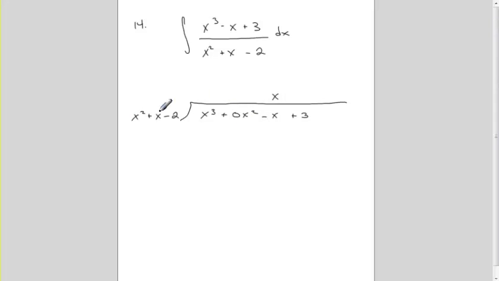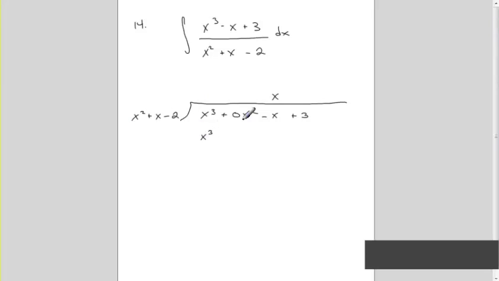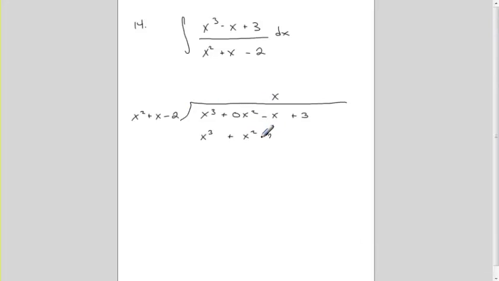So if we multiply that out, x times x squared is x cubed. We have x times x, which is x squared. And we have x times negative 2, which is negative 2x. And so we're going to subtract that. When we subtract that, that goes to 0. That was the whole point in choosing x. And then we'll have negative x squared. Then a negative times a negative is a positive, so plus 2x minus x gives us plus x. And then we have plus 3.